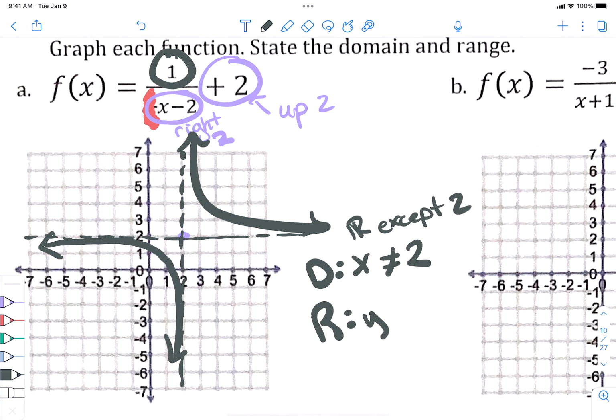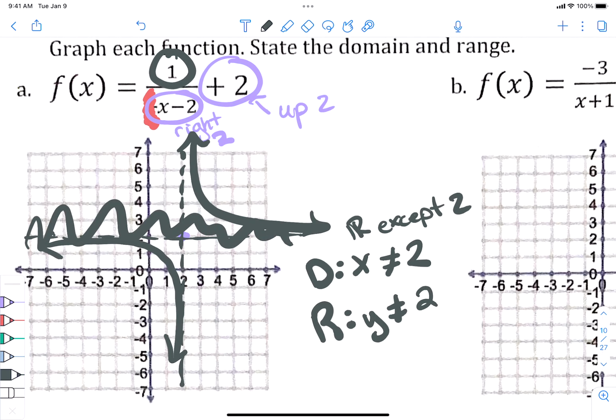The range is going to be all y's except for also 2, right? The y coordinate 2 is where he does not touch. He's going up forever and he's going down forever. But there's like a little blip here where he doesn't touch at all, right? Is this confusing? No? Not too bad?